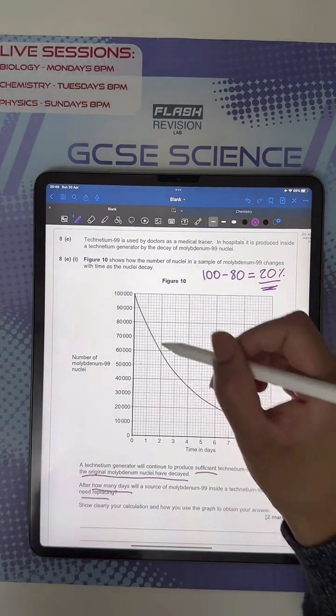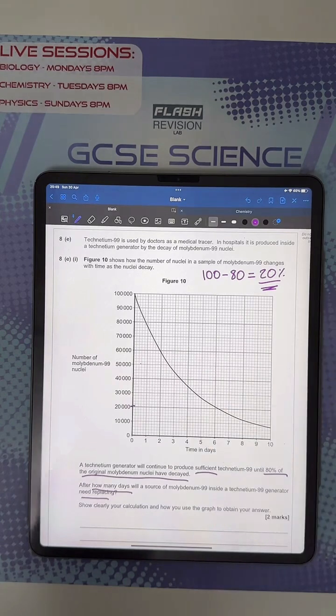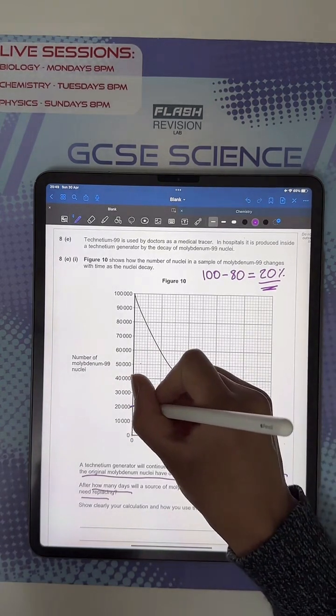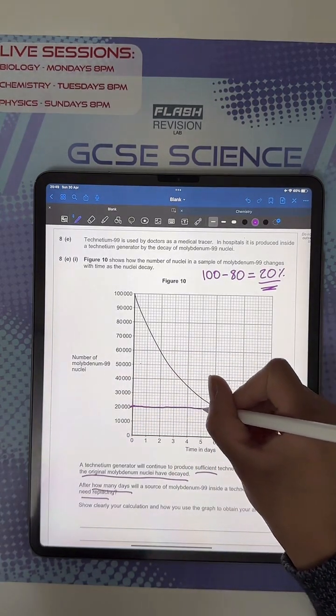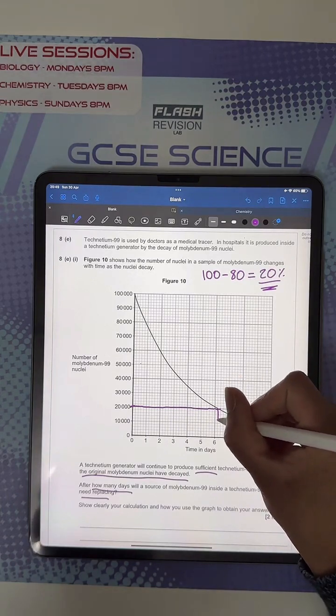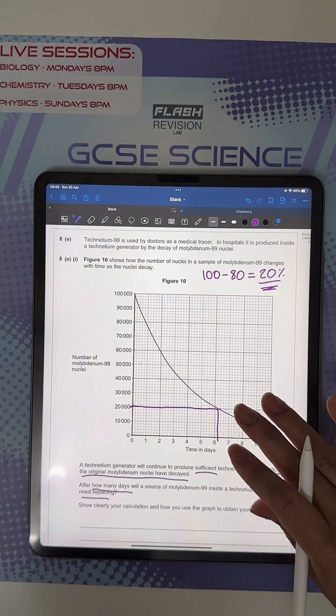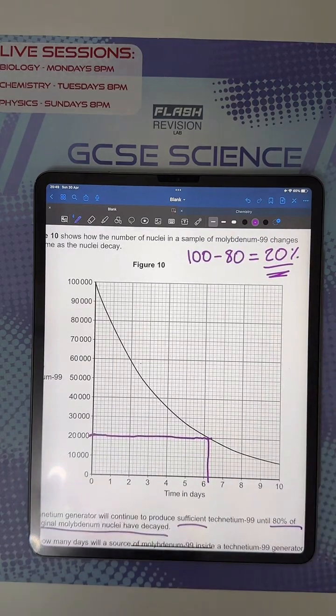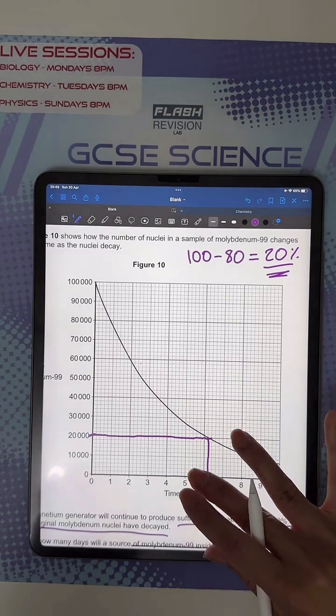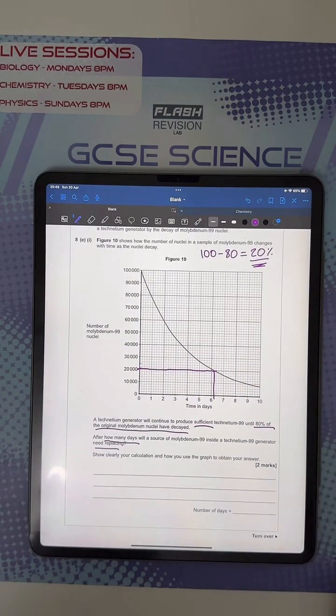So 20% of 100,000 is here. And you do the same method. You draw your line across, and then you draw your line down. What does that read? There we go. 6.2. Yep, well done, guys.